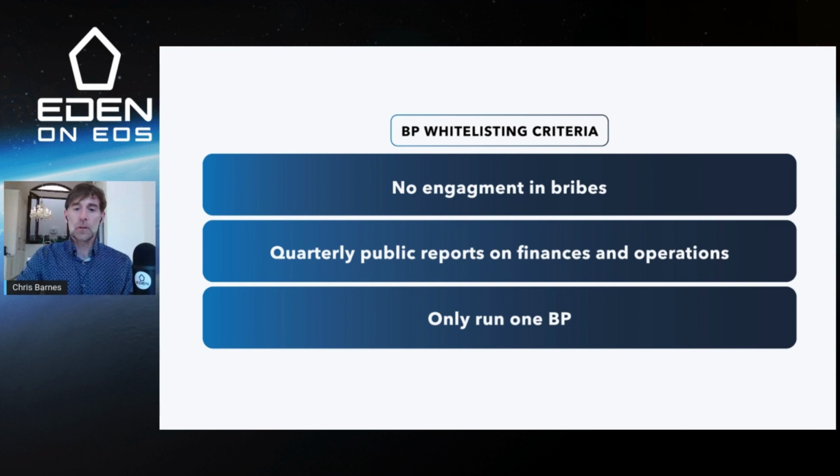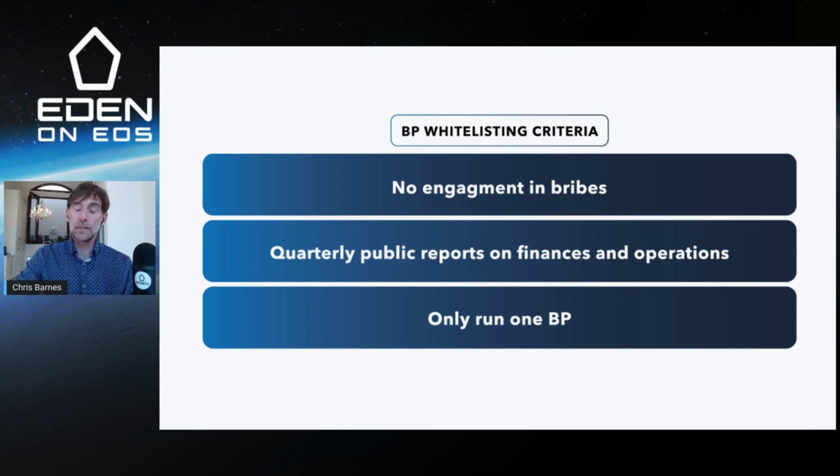The BP whitelisting criteria is fundamental in the Eden Smart Proxy and the integrity and accountability and transparency that we're looking to achieve from our block producers. We expect that block producers will not engage in any form of bribe. That means they can't buy, sell, or trade votes with token holders. Instead, they're just meant to collect the vote, produce the blocks, and collect their reward and provide value back to the network. Second is we expect our block producers to provide regular reports on finances and operations.